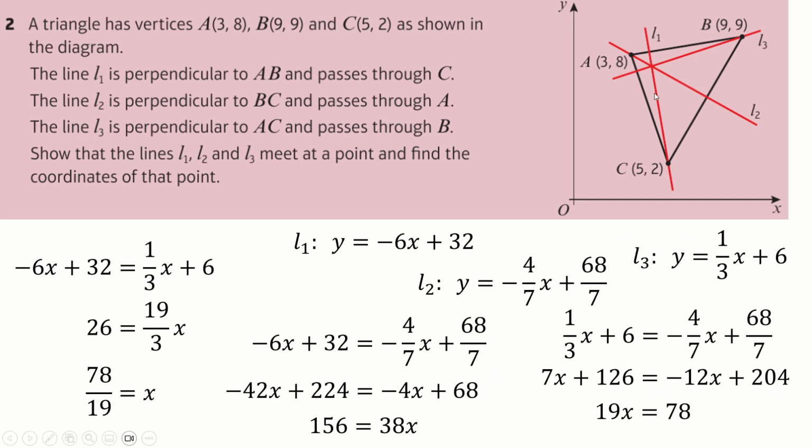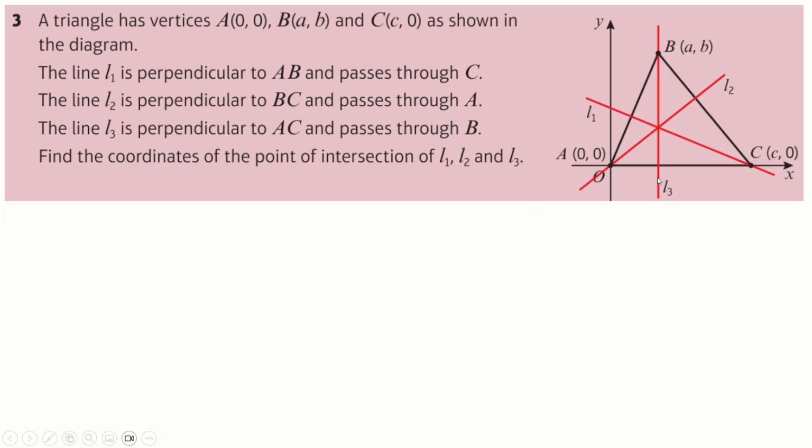Which, of course, you can then substitute into the easiest one, which is probably this one, to find the y-coordinate, and you get this. This is called the orthocenter of a triangle, just in case you want to do any extra reading about that. Cool. I mean, it's not even really a challenge question. It's just a long question. There's nothing actually difficult about it. It's just really long.